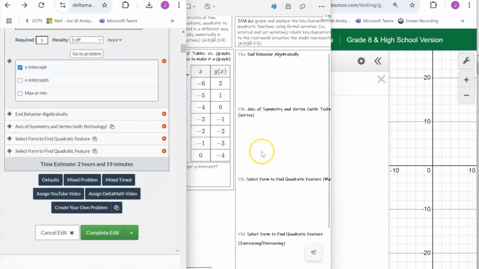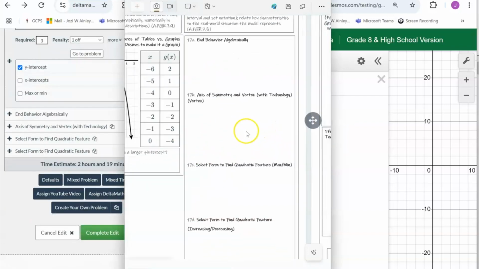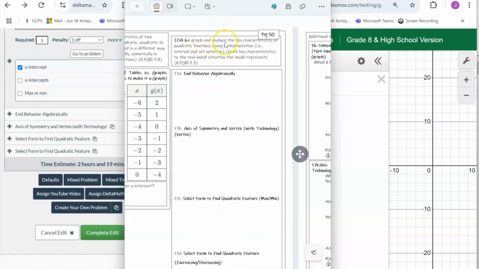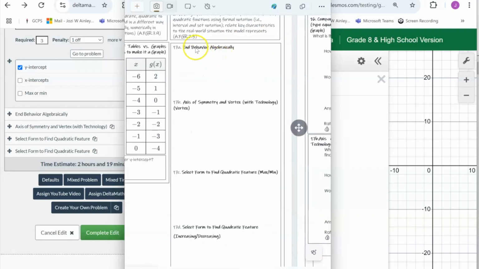All right, so now we're going to take a look at the last question. Now, here's the thing with the last question. This last question, graph and analyze key characteristics of quadratic function using formal notation. In other words, interval or set notation, relate key characteristics to the real-world situation model it represents. In order to do this question, you have to know end behavior, axis of symmetry, and vertex, actually really just the vertex, and max and minimum, and increasing and decreasing, because it's a select all, therefore you must know all.